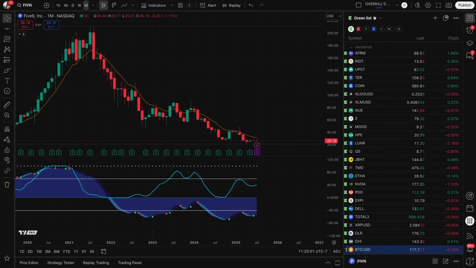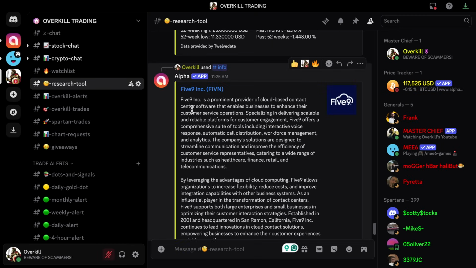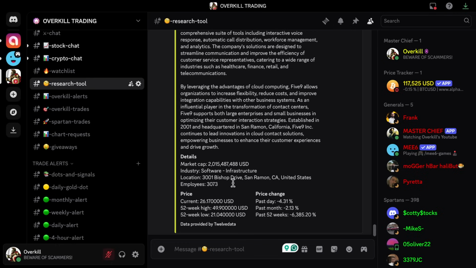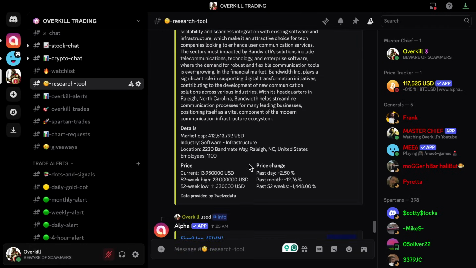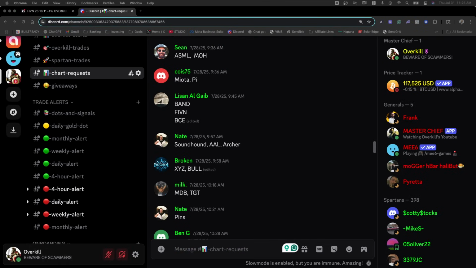/info 5.9 is what this one's called. So these guys, cloud-based contact center software, enhances customer support, offers a comprehensive suite of tools including interactive voice response, automatic call distribution, workforce management, etc., etc. That's a little bigger of a company. It's a $2 billion company, a little bigger than the $412 million that we saw on Bandwidth. But both those look interesting, man.